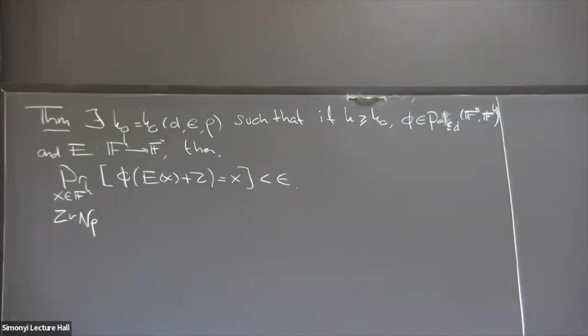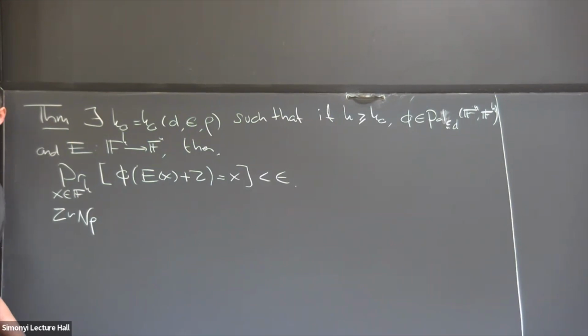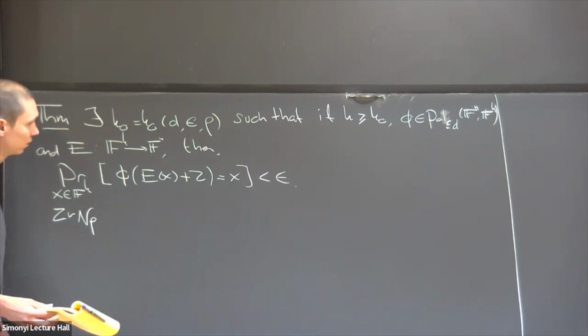Is E a linear code? No, it's an arbitrary map. Is there a proof for linear? Or it doesn't matter? I don't know how to use that information. Yeah, so the original question concerned the Hadamard code, which is linear, but even there I couldn't see a natural way to incorporate that information. Yeah, maybe there is.